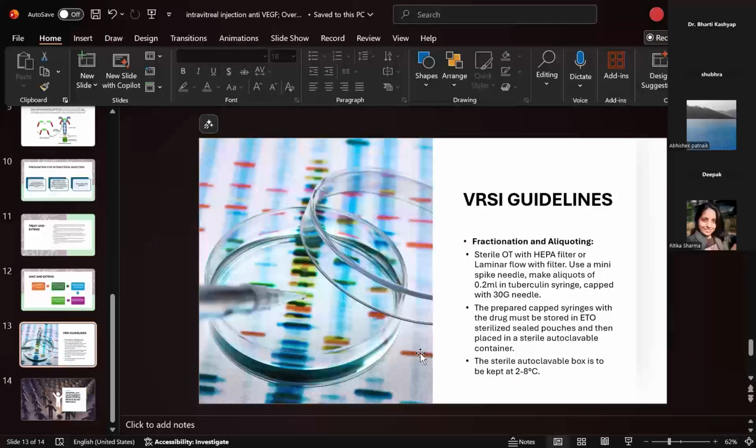What you do is, you take the vial in a sterile OT, after scrubbing well and wearing a surgeon's gown and everything, in a sterile OT with a HEPA filter. You use a mini spike needle and make aliquots of 0.2 ml in a tuberculin syringe and then cap it with a 30 gauge needle. Now these prepared capped syringes must be stored in ETO sterilized pouches, which can be placed again in a sterile autoclavable container. And this box is to be kept in a cold chain at 2 to 8 degrees Celsius. This is well maintained. And two of the aliquots you send for microbiology and culture before you inject any patient. The ideal guideline is to use it within a month. If at all something remains after a month, you better discard it.